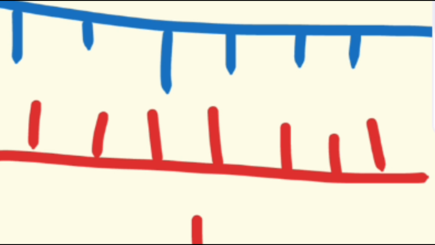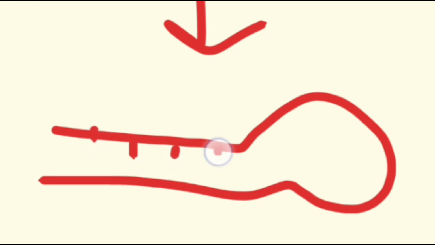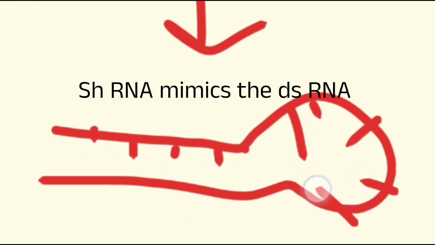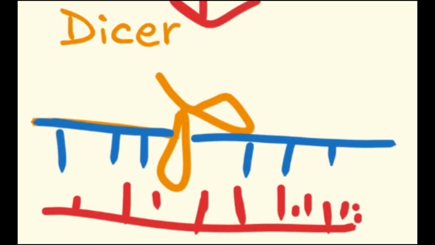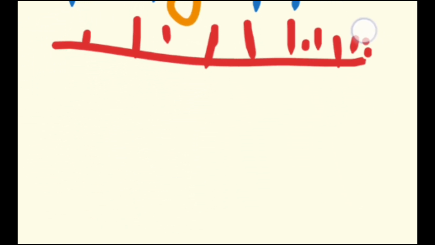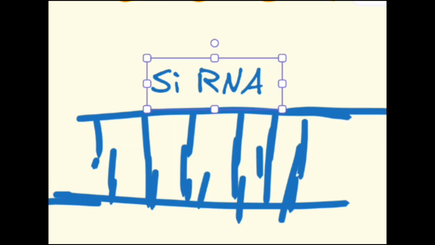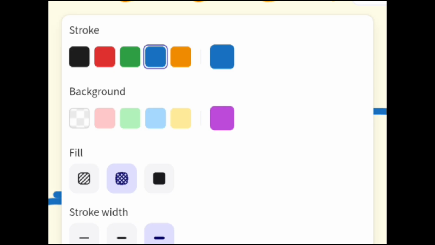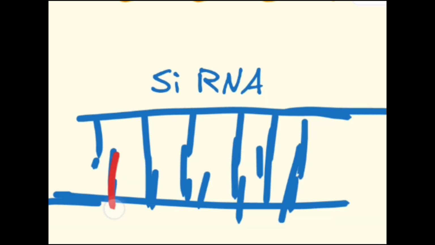Sometimes this short hairpin RNA, or the hairpin shaped RNA, mimics dsRNA. It is also known as shRNA. Then there is a dicer that cleaves the dsRNA. An enzyme called dicer cuts the long dsRNA into short fragments called siRNA, small interfering RNA, which is approximately 21 to 23 nucleotides long. Then siRNA is double-stranded with overhangs.